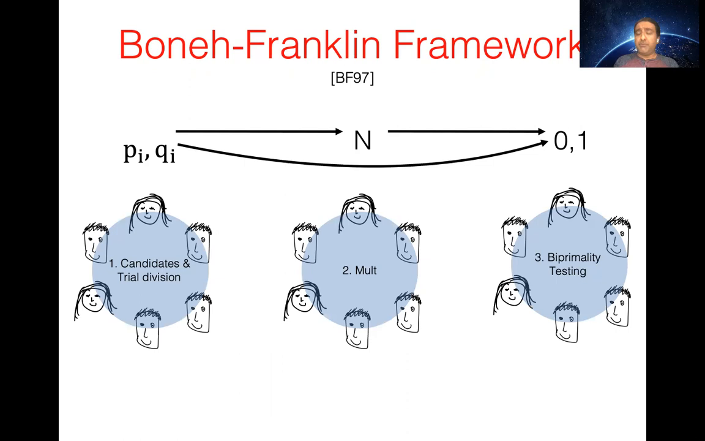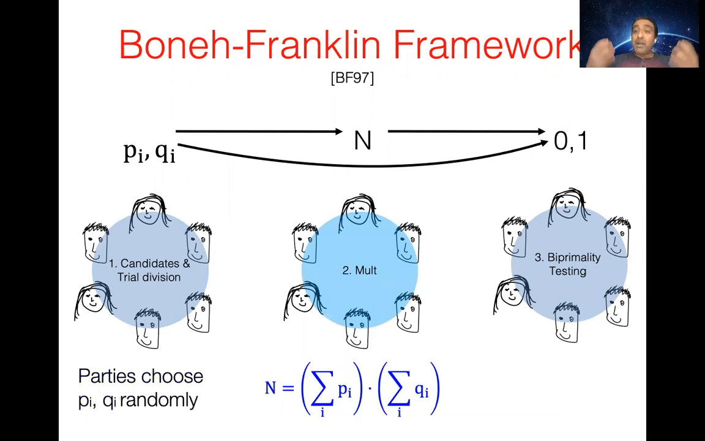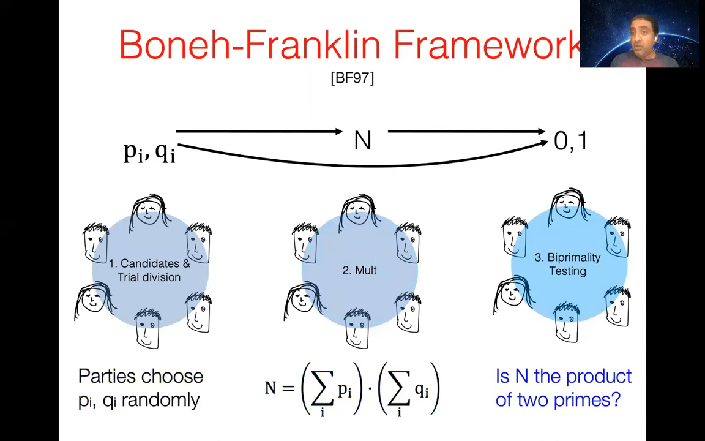So here is the Boneh-Franklin framework. Besides maybe one previous work, all the others follow the Boneh-Franklin framework, which roughly proceeds in three steps. The first step, you sample numbers for prime candidates. Basically, parties choose additive shares for prime candidates. Then in a second step, they multiply these prime candidates to get candidate biprimes, and in the third step, they test whether these are biprimes. Now, to improve efficiency, even starting from the original work, they considered some versions where they can eliminate certain prime candidates easily, like if they were a multiple of 2 or 3 or of small primes.